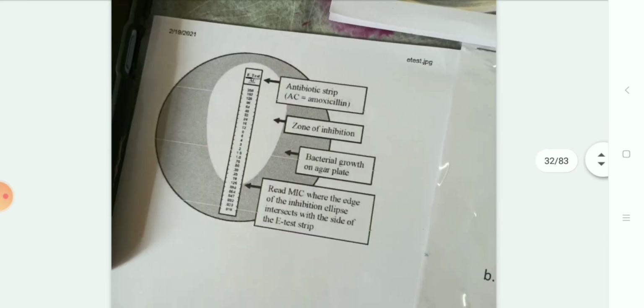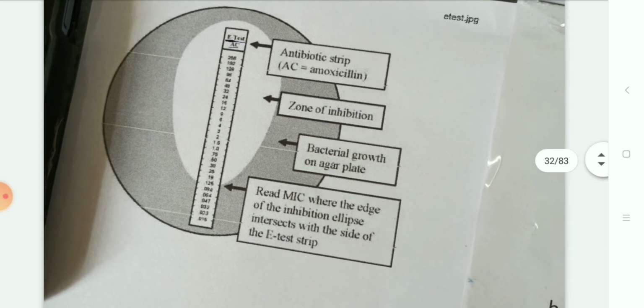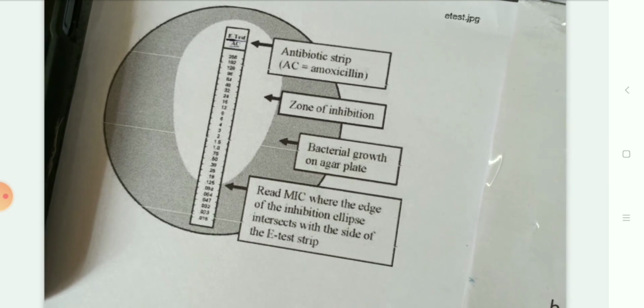You can see it has various layers. It is an antibiotic strip placed in between. It is the zone of inhibition, and then bacterial growth on the agar plate, as you can see here. Then this scale is used to read the MIC, minimum inhibitory concentration, where the edge of the inhibition ellipse intersects the side of the tested strip.